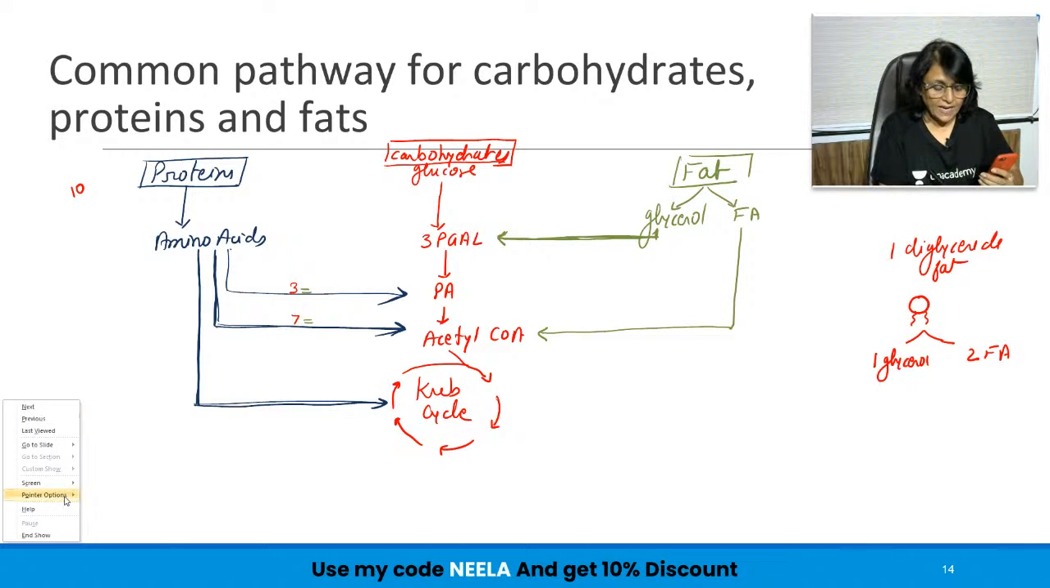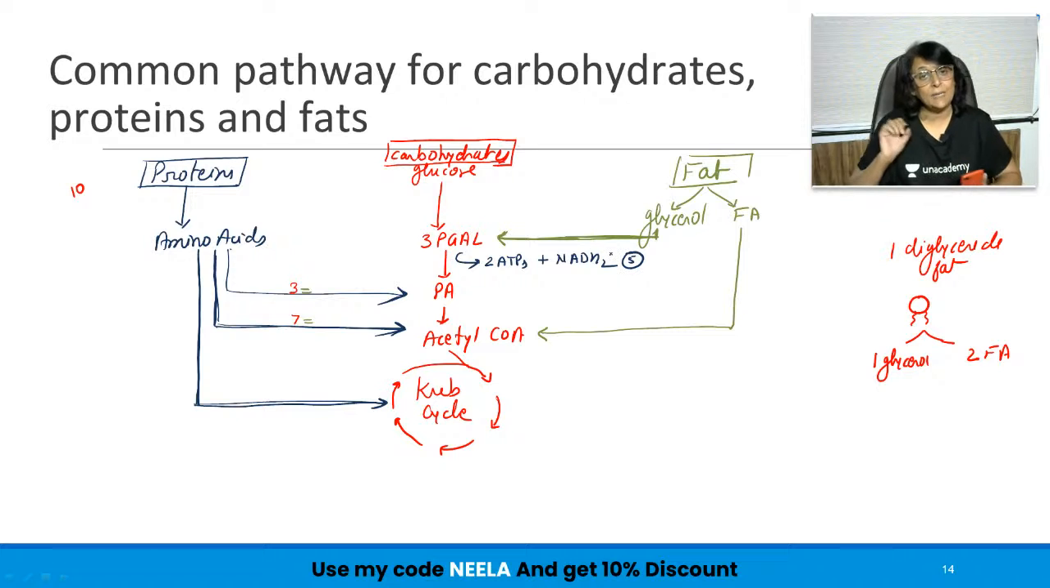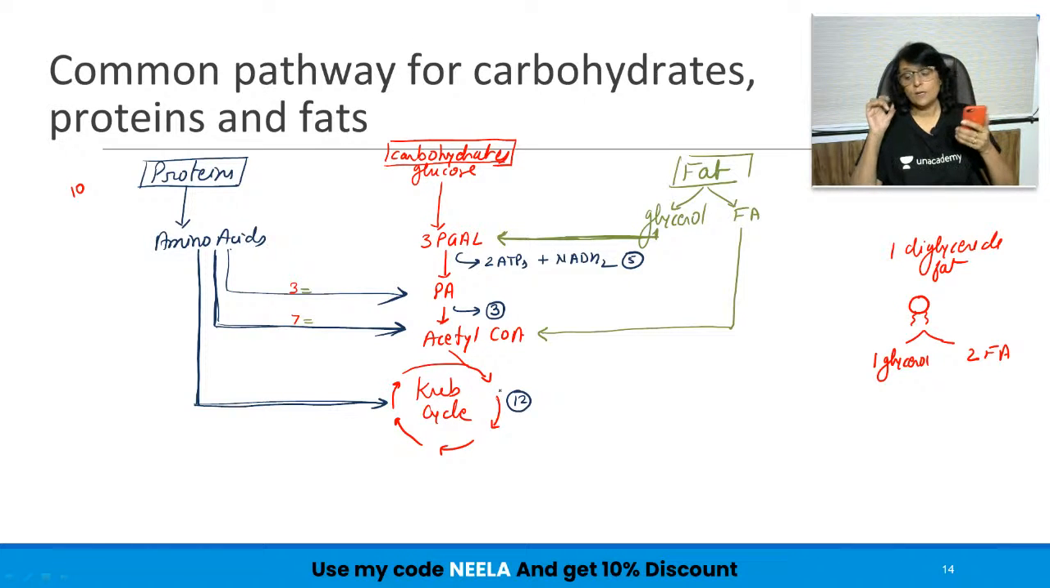See, from PGAL to pyruvic acid, here what do we get? We get 2 ATPs, and we also get one NADH2. So that means here we are going to get 5 ATPs, okay? Pyruvic acid to acetyl coenzyme is a link reaction, so we will be getting 3 ATPs because we get NADH2 here, and this is Krebs cycle, which is going to give us 12 ATP. So 12 plus 3, 13, 14, 15 plus 5. So if one glycerol is broken down through this pathway, we will get 20 ATPs.